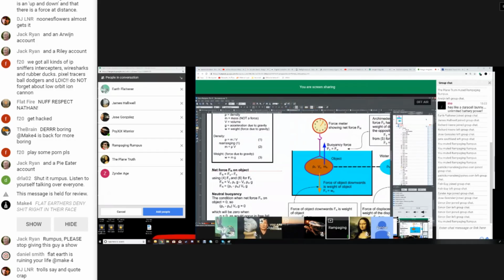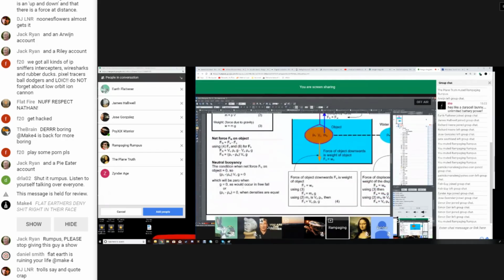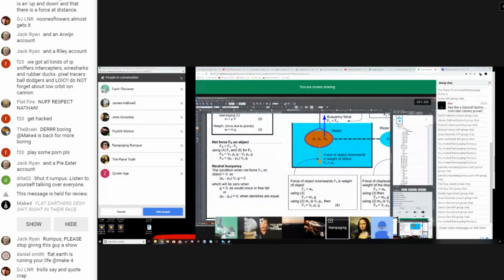Anthony, if you go and do that kitchen experiment I suggested. Right, Rumpus, the problem is that in your page, you've got net force Fn on object, right? You've got that graph, you've got the equation for neutral buoyancy underneath. Can you see what it says? The condition when net force Fn on an object.